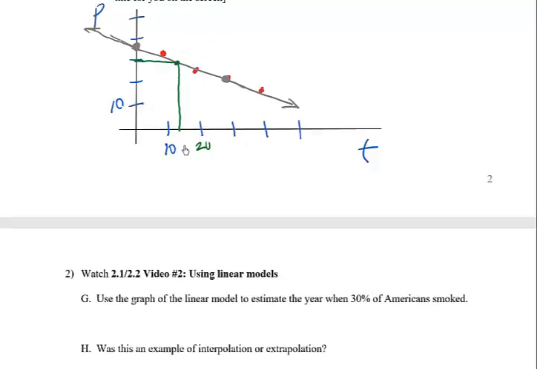Well, that 13 is a T. What's T again? T stands for the number of years since 1970. So that means 13 years since 1970. In other words, 1983. That's the answer to part G. Our estimate is that 30% of Americans smoked in the year 1983.